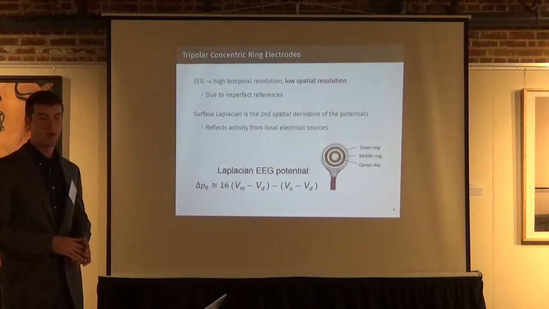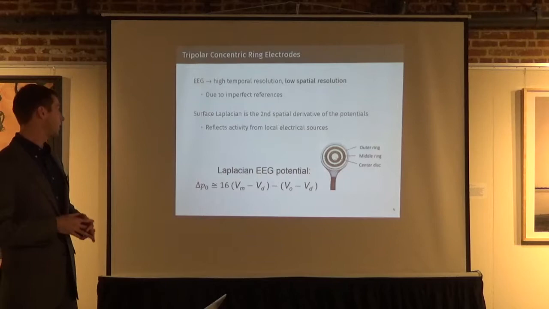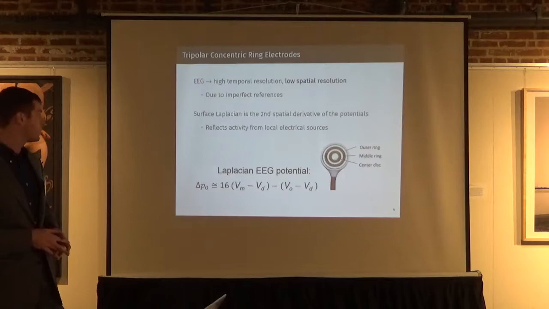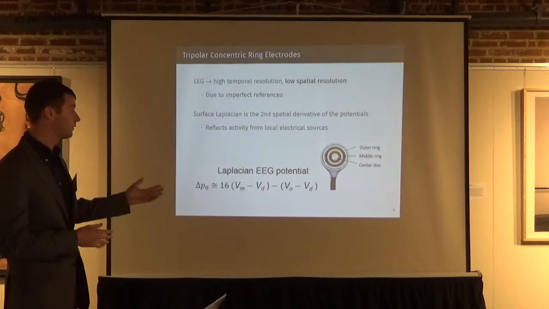So how this electrode system approximates this Laplacian is with the equation that you see there. It's the difference between the middle ring and the center disc subtracted from the outer ring and the center disc. And this is what forms that TEEG signal that I've been referring to.